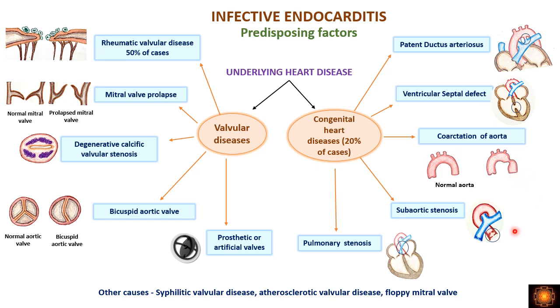aorta, then subaortic stenosis and pulmonary stenosis. Even all these congenital heart diseases can lead to the development of infective endocarditis. Along with that, some other causes we have syphilitic valvular disease, atherosclerotic valvular disease, and the floppy mitral valve. These also can predispose to infective endocarditis. So this all comes under the underlying heart disease.